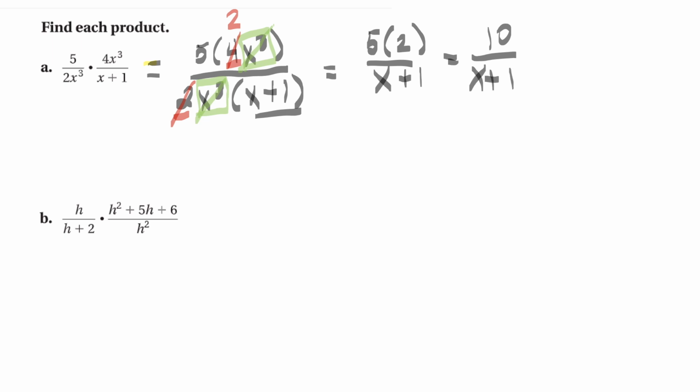Remember, we need to do all of our canceling when we're in factored form. We can only cancel out common factors. We can't cancel out things that are separated by addition.